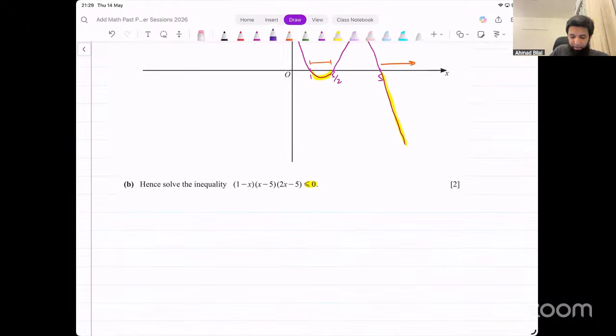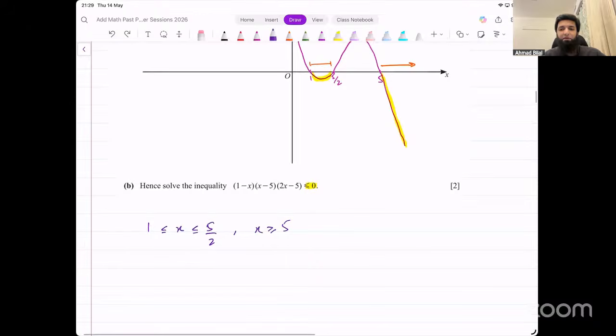So we can write them directly like this. We can say x is between 1 and 5 over 2, or x is greater than or equal to 5. Now you put an equal to sign with that as well because the inequality has an equal to sign. So it's going to be like this. Is that okay?